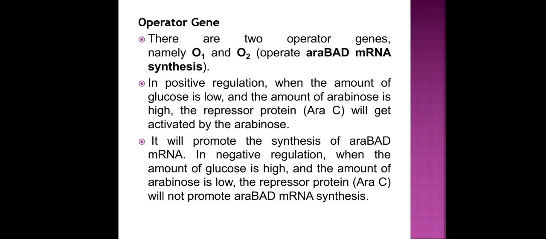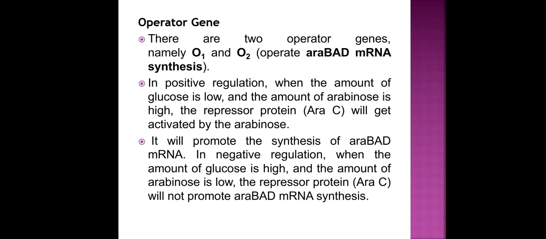Then the operator genes. Now there are two operator genes, that is O1 and O2. Within the positive regulation, whenever the amount of glucose is low and the amount of arabinose is high, the repressor protein, that is the araC protein, will get activated by the arabinose. It will promote the synthesis of araBAD mRNA.